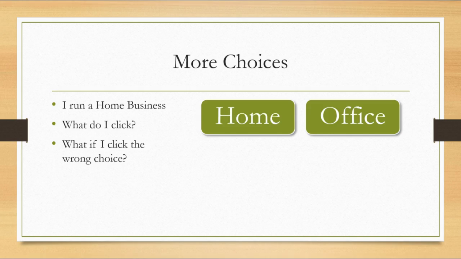Here's another example from the book. You got 2 buttons on the screen, one for home, one for office. I run a home business. I got a spare bedroom I'm using in my home to run my business. And you consider that my home, you consider that my office. You're confusing me, I don't know which one. What if I click the wrong choice? What if I click it and go, oh my Lord, I'm 5 clicks into this thing and I made the wrong choice back in the home page. All right, we're adding anxiety to the user.